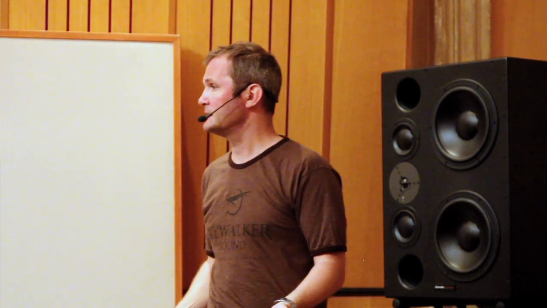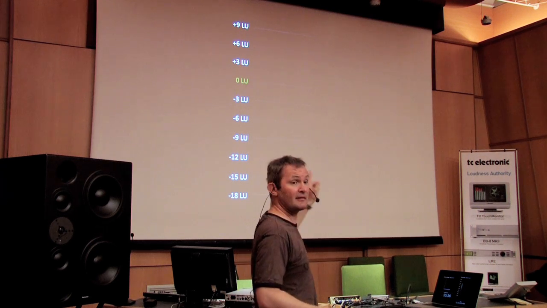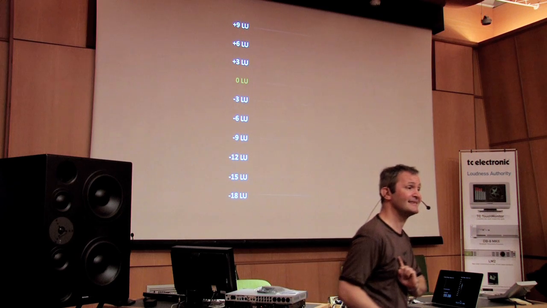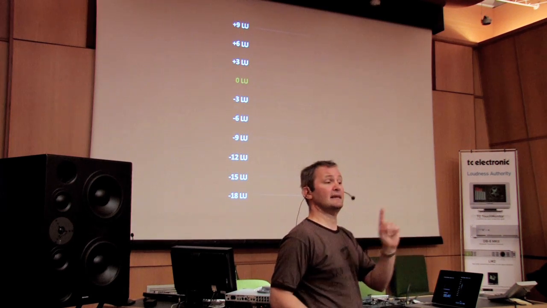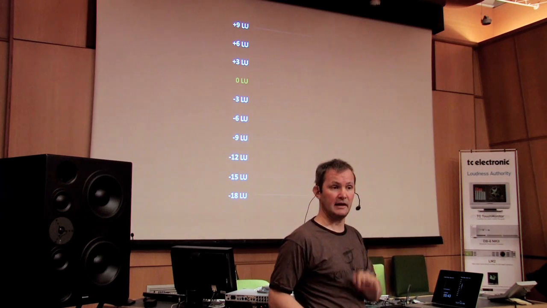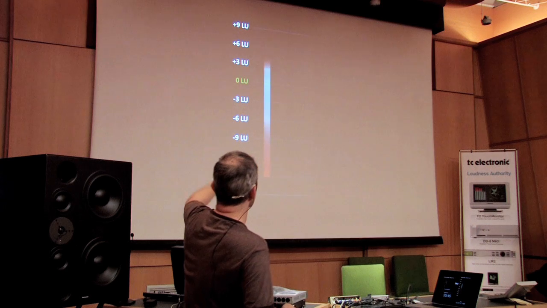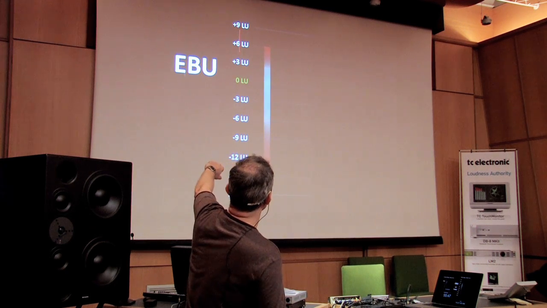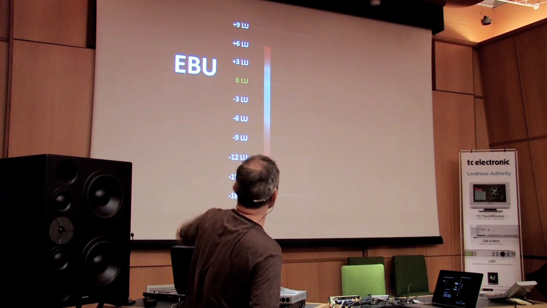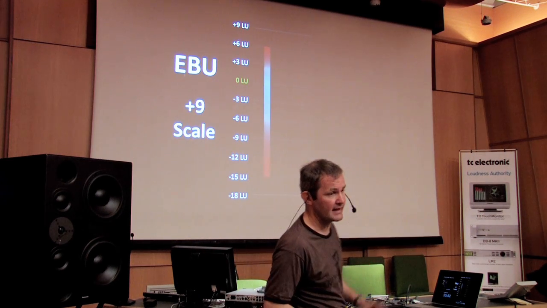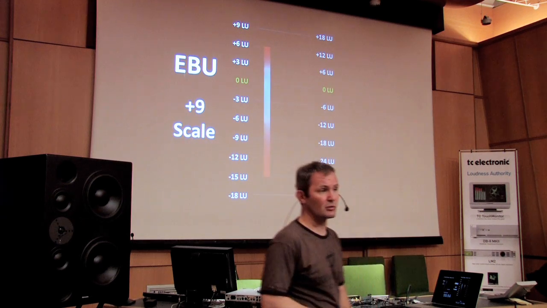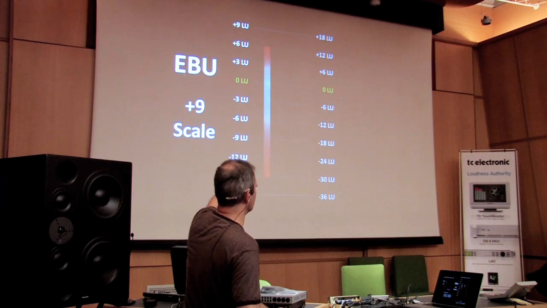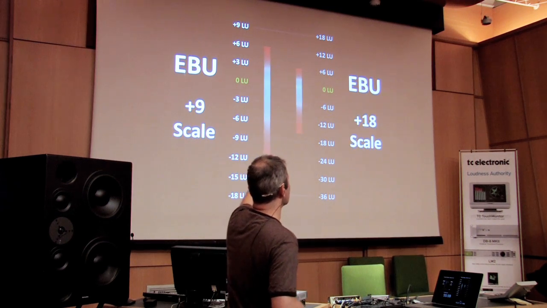And I tell them, why did you do that? And they say, well, yeah, I've leveled it to 0. Okay, but now if they level it to 0, it's going to be fine, because now they have a meter where they actually see what they should hear. Anyway, this is the scale where we have 9 LU above the 0, which is called the EBU plus 9 scale. And then we have another one for more dynamic material, which is just double the range, which we call the EBU plus 18 scale.